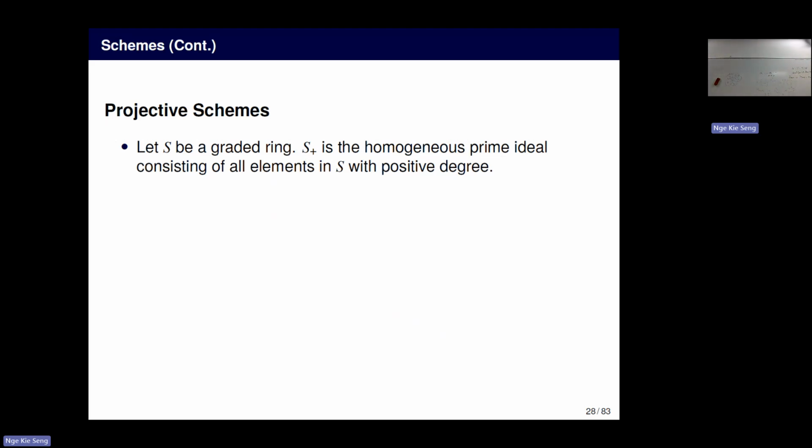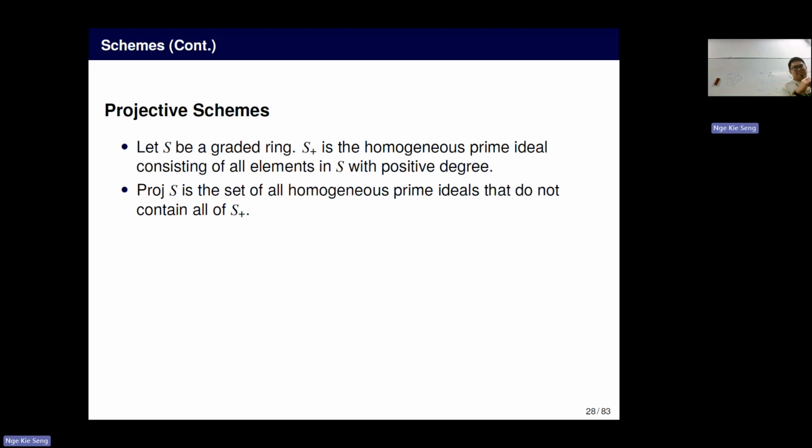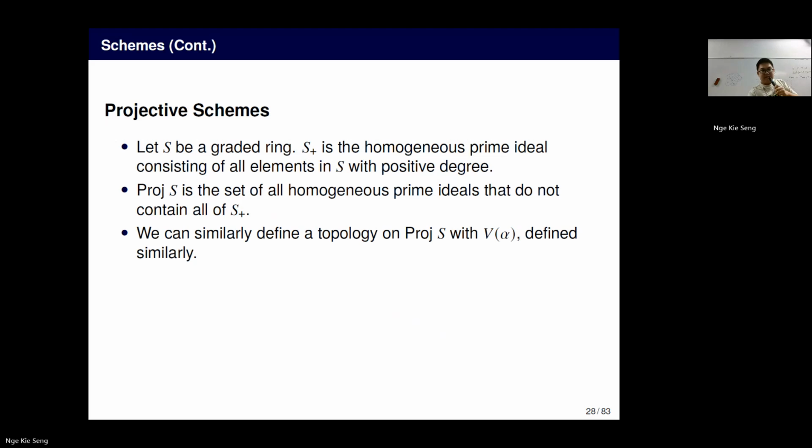Okay. So if we now let S be a graded ring, we consider S plus to be the homogeneous ideal consisting of all elements in S with positive degree. And we define Proj S to be the set of all homogeneous prime ideals that do not contain all of S plus. If you remember Spec, it's very similar in some sense. You basically define the zero set of a homogeneous ideal similarly.